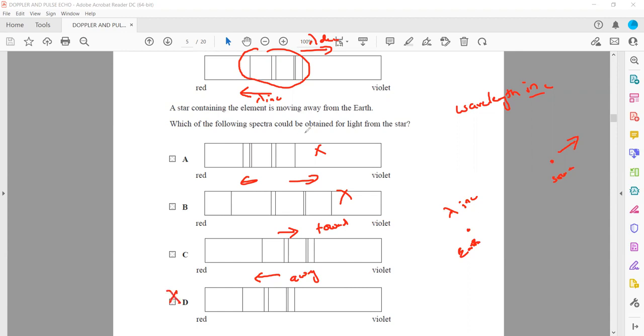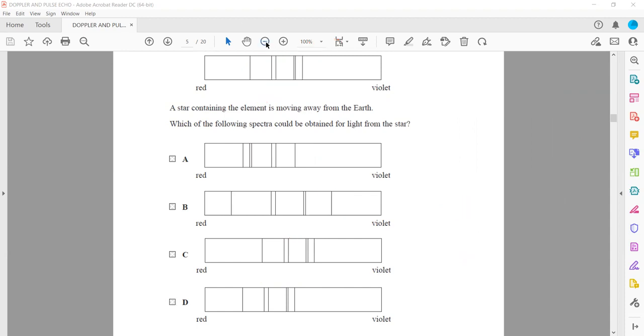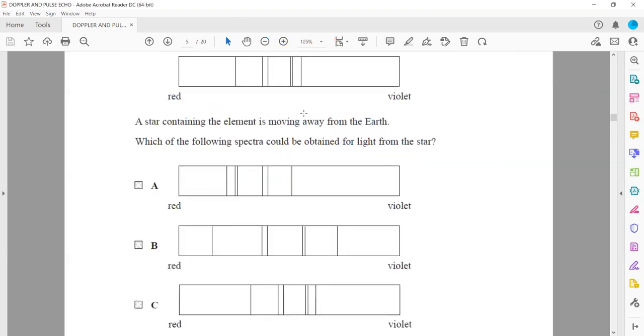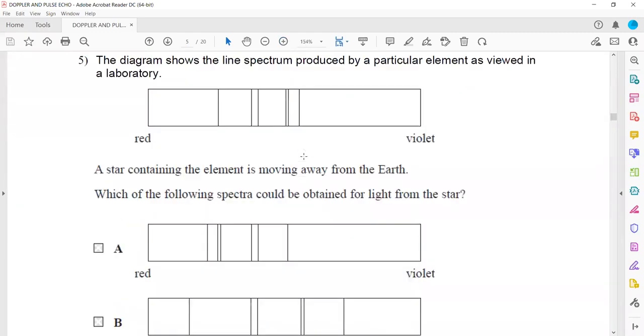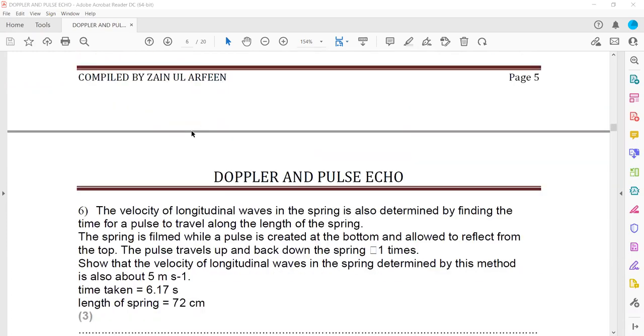Is it clear? This question tests the concept of the red shift. Whenever an object moves away, we have a red shift, and when an object moves towards us, we have a blue shift. The pattern should not change. The whole pattern will shift either towards the red or towards the violet, depending on whether the object is moving towards or away.